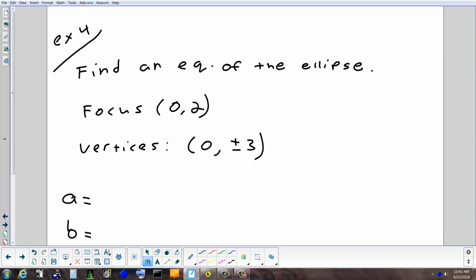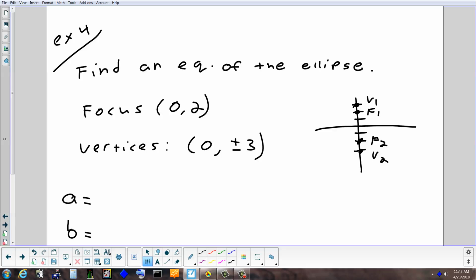So if you want to do a quick sketch, the vertices are up 3 and down 3. You should already know where the center is based on just that too. There's one focus that's up 2, but there must be another focus, even though they didn't say it. Down 2. There has to be one down 2. So there's F1, F2, V1, V2.